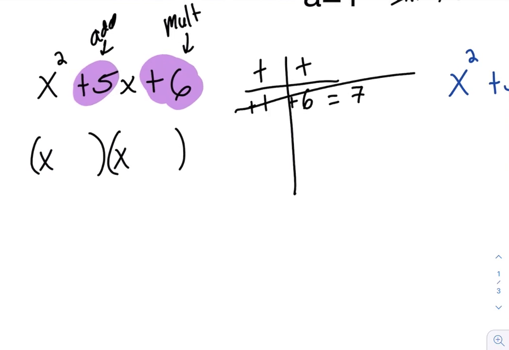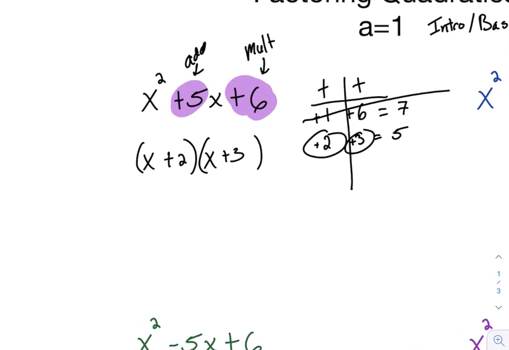Does 2 multiply to 6? Yeah, 2 does multiply to 6. 2 times 3 is 6. And then I know that they're both positive. Plus 2 plus 3 gives me plus 5. So those are the two numbers that I'm going to want in my parentheses. Okay? That's the way I always do this.